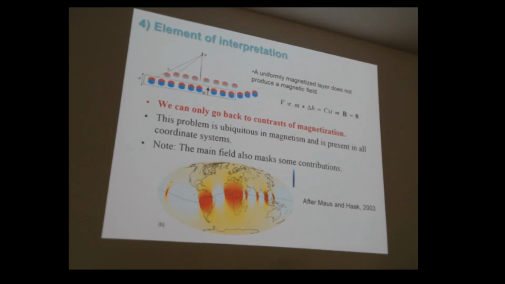So the information, even if you manage to go back to the structure of the crust, is only partial because of this magnetic annihilation. Does it make sense?